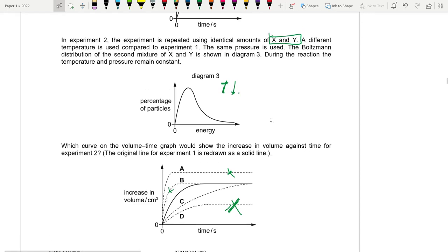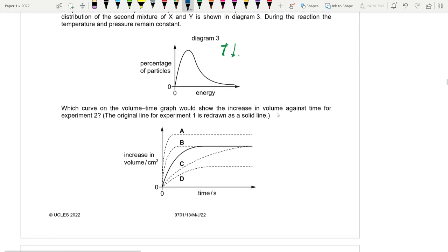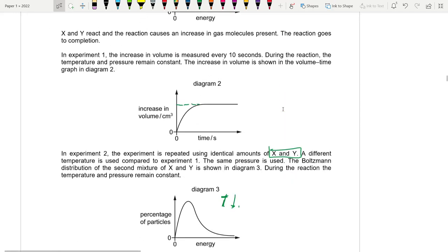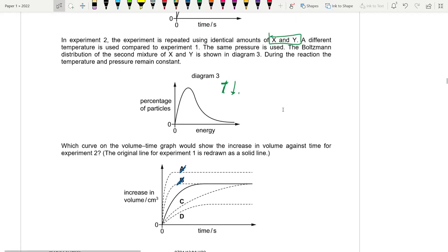Out of these, which curve on the volume time graph would show the increase in volume against time for experiment 2? The original line is redrawn as a solid line. Okay, so the solid line is actually shown over here, right? We have identical amounts of X and Y. The temperature is lower, so the rate should be lower. So for sure A and B are excluded, because they show a faster rate. It's between C and D.